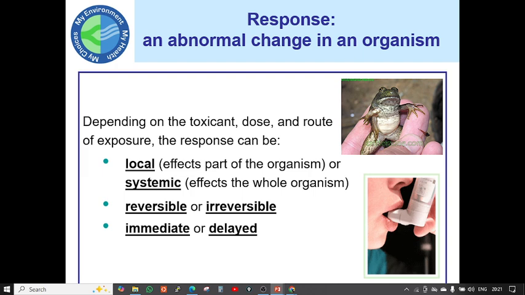Slow poison or fast poison. Immediate means the poison immediately affects your body and immediately causes the response. Delayed means that after the substance enters the body, the effect or response can appear after 8 hours, 10 hours, 1 day, 2 days, so after a long time. So there are these kinds of response changes: local or systemic, reversible or irreversible, immediate or delayed.